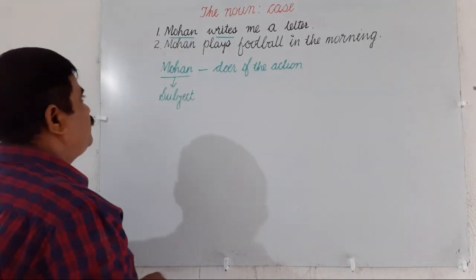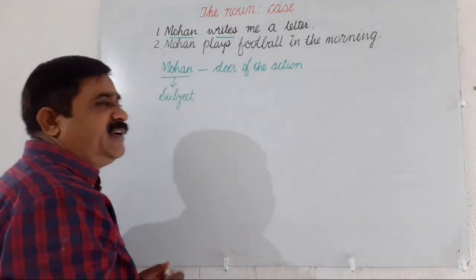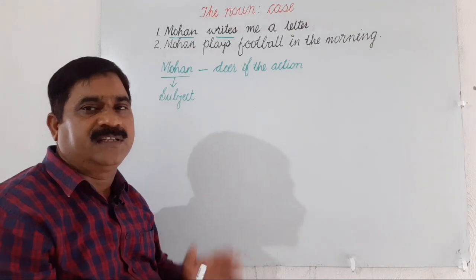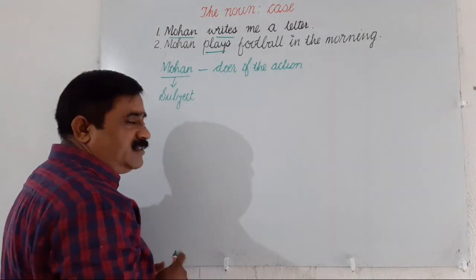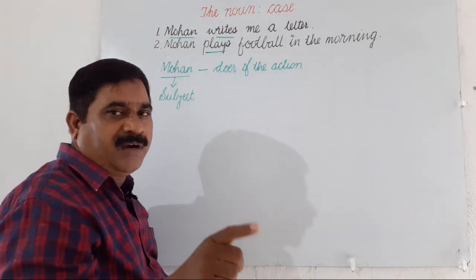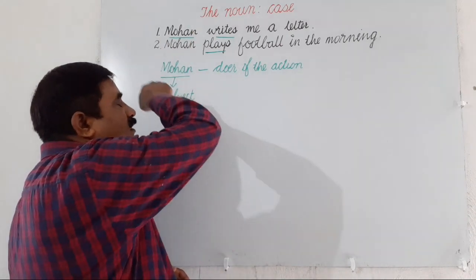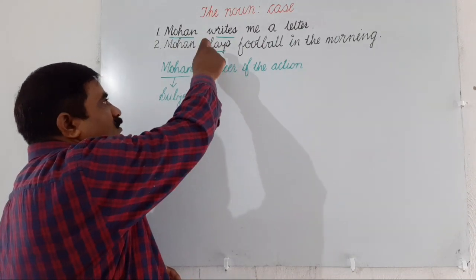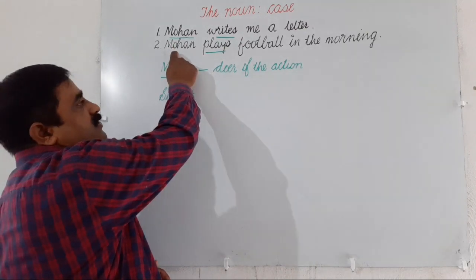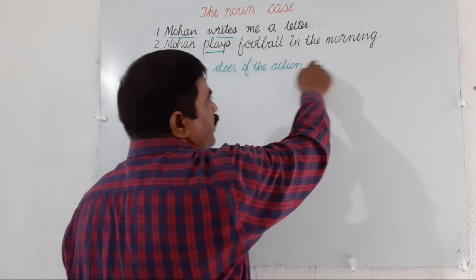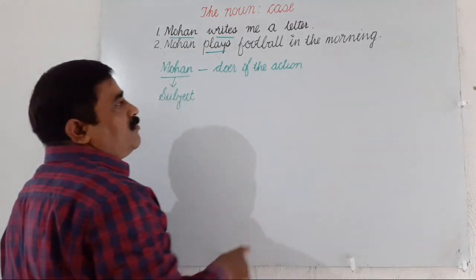Coming to the next sentence. Mohan plays football in the morning. Again, let me ask you the action that takes place in the sentence number 2. That is plays. Playing is done by Mohan. So, plays is the verb and Mohan is subject here, and plays football in the morning, this group of the words that cite something of the subject Mohan, is called predicate.